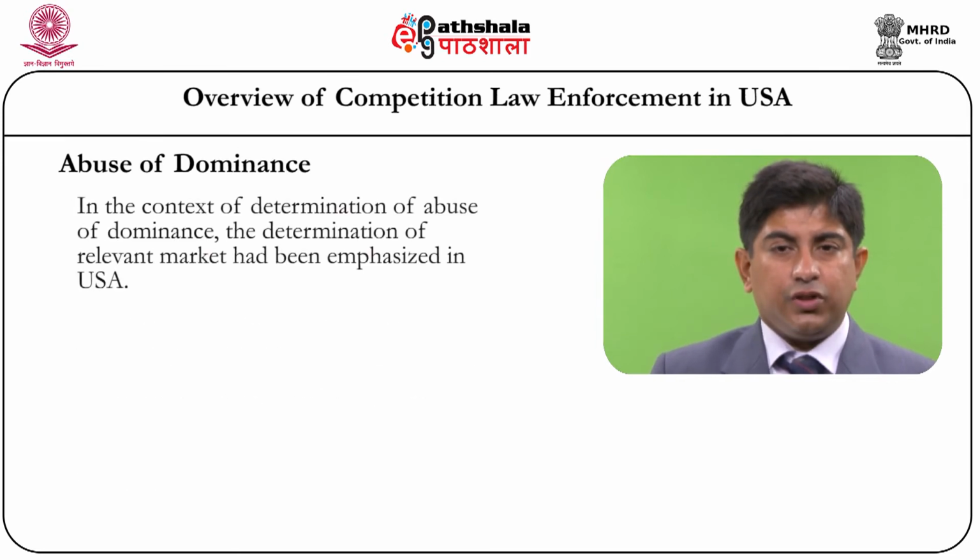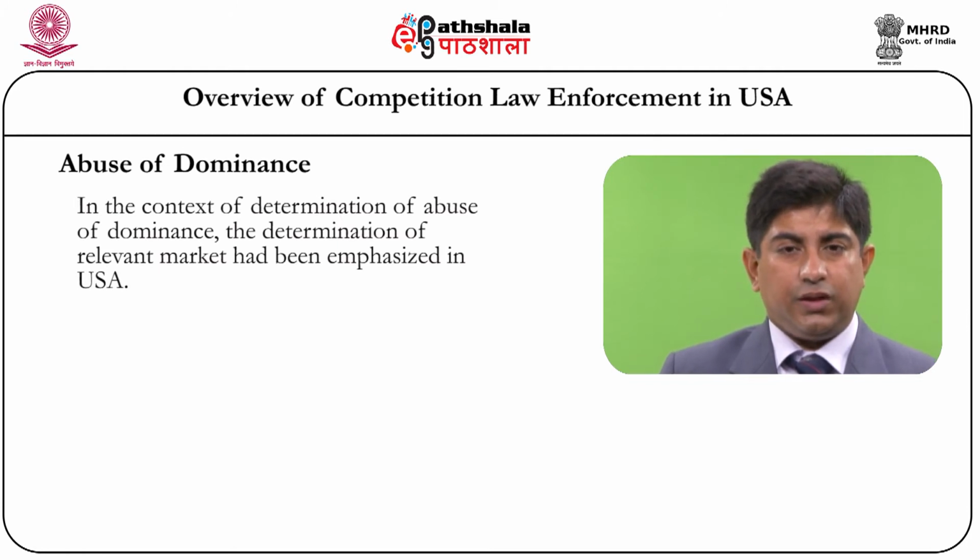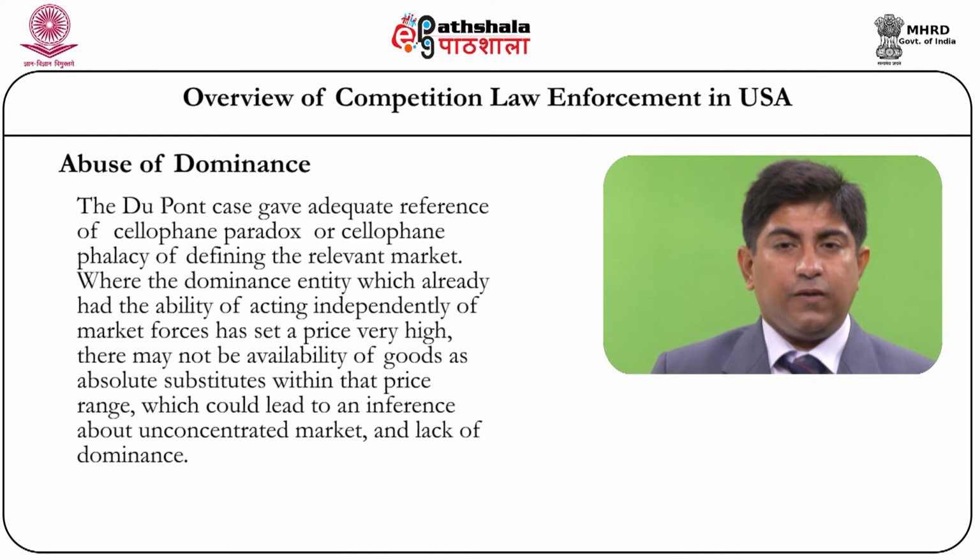Now in the context of determination of abuse of dominance, the determination of the relevant market requires emphasis in the United States. The DuPont case gave adequate reference to the cellophane paradox in determining the relevant market. Generally, the relevant market consists of two forms: the relevant geographic market and the relevant product market. The geographic market includes the geographical dimensions within which the goods or services are provided. So if the antitrust activity has taken place, it is supposed to take place within that particular market.